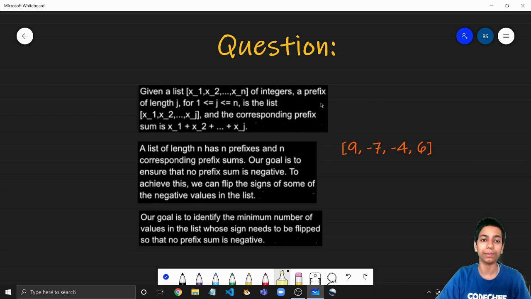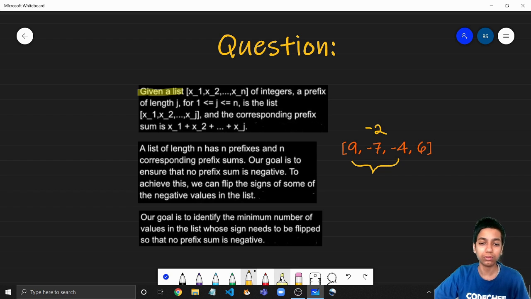So this is the problem statement. We'll be given a list of n integers. Now a prefix is nothing but a subarray, or in other words a part of an array that starts from the first element itself and can go up till any point. Like the prefix till the third element are these three elements. Fine. And every prefix has a corresponding prefix sum with it, and a prefix sum is nothing but the sum of all elements in a prefix. So the prefix sum till the third element would be 9 plus minus 7 plus minus 4, and this is nothing but minus 2. Fine. So the sum is minus 2.